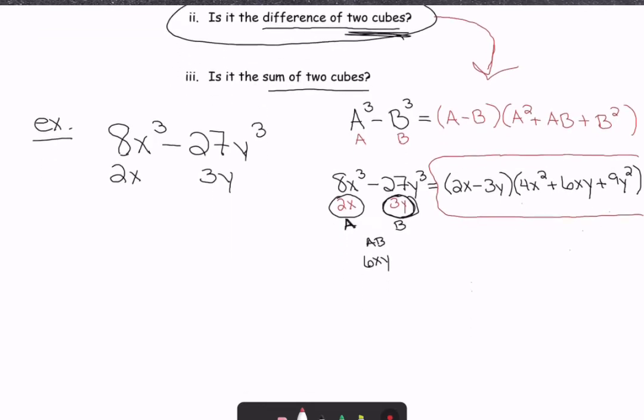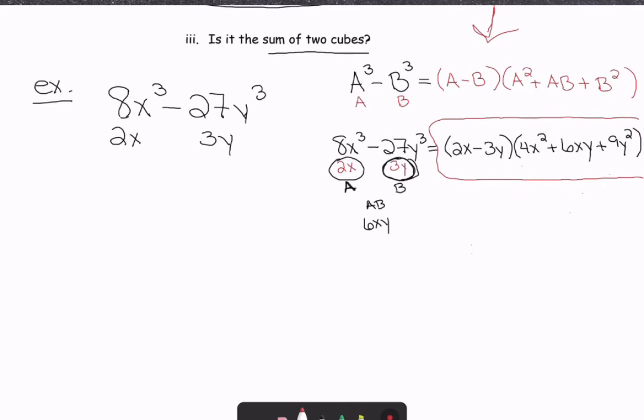Let's do it again. I've got to think of another example though. Okay, let me write down another example. Let's do 64x to the third minus, let's do 27 again. I'm not going to put a y on it, though.